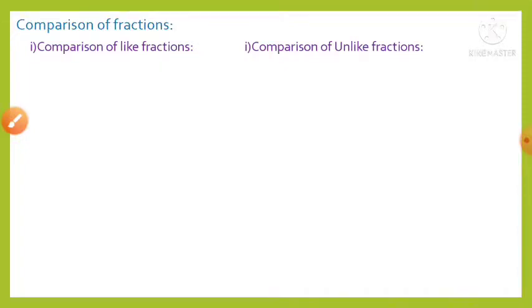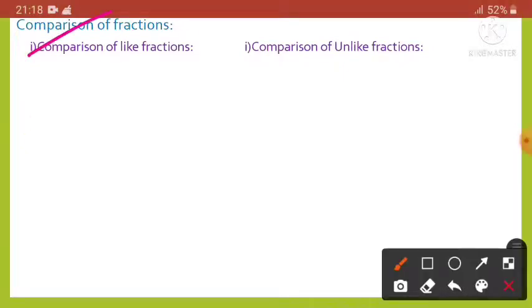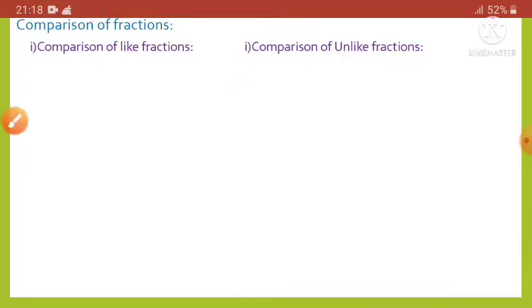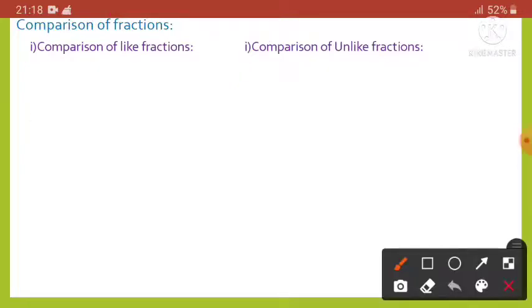Now next is comparison of fractions. The comparison of fractions can be divided into two categories. One is comparison of like fractions, another one is comparison of unlike fractions. So at first we are taking comparison of like fractions. Like fractions means fractions with the same denominator. Therefore the fraction which has the greater numerator will be the greater.